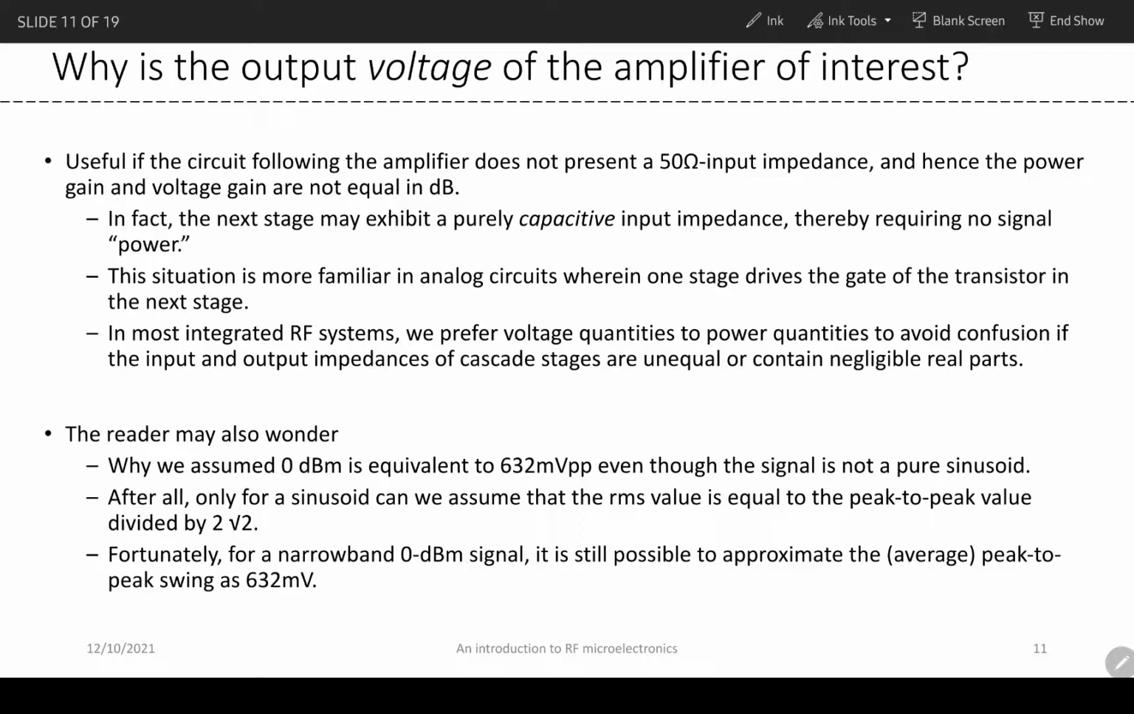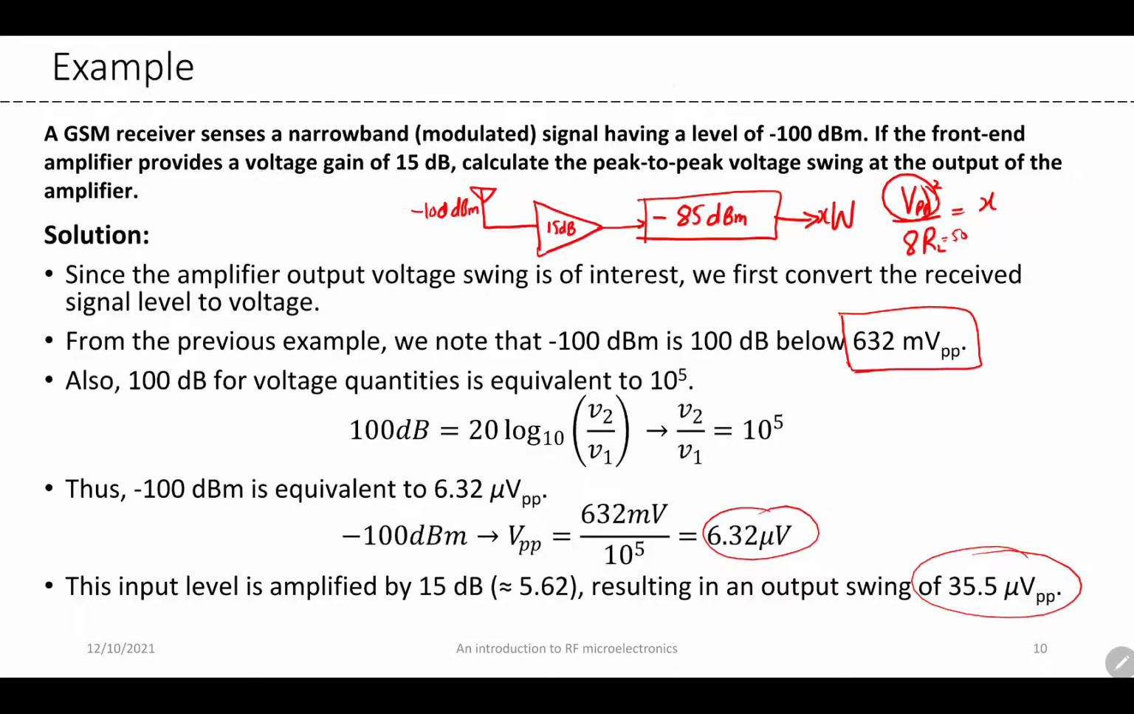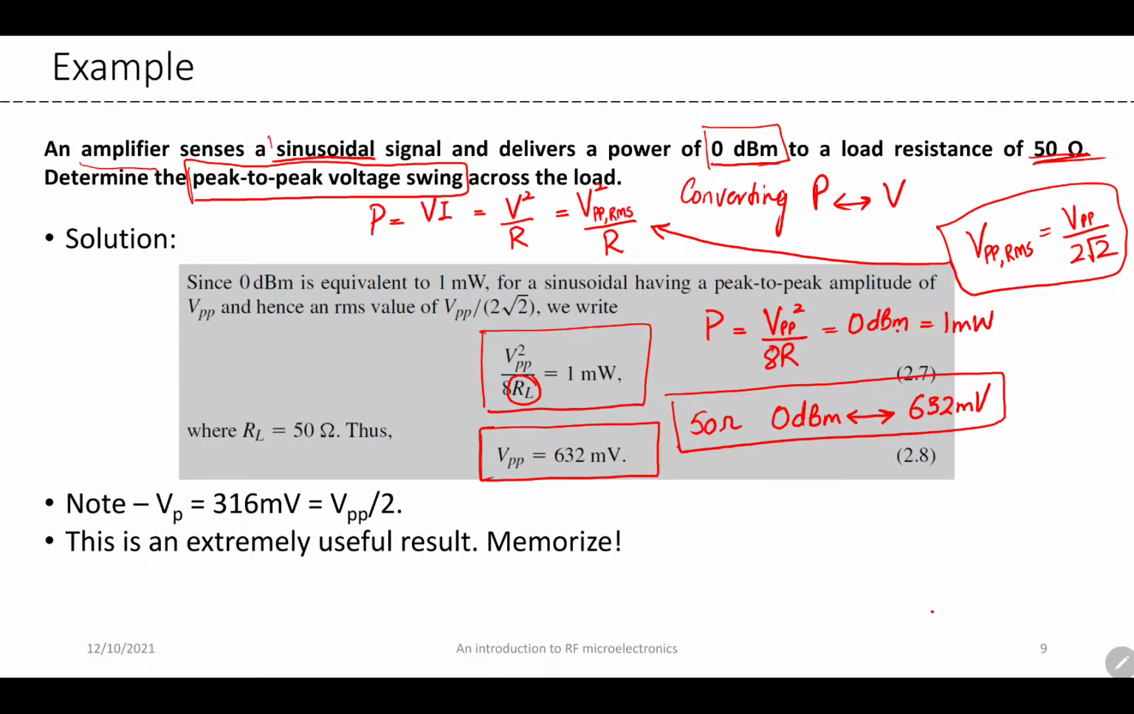Okay, let me clear the screen. Okay, now in the previous example, remember I mentioned this is an important point. You might also realize in the first example we talked about a sinusoidal signal, and that's why we were able to use this relationship, because you can write this relationship for a sinusoid, right? But if it's not a sinusoid, you can't really write this equation. It's not true for a non-sinusoid.